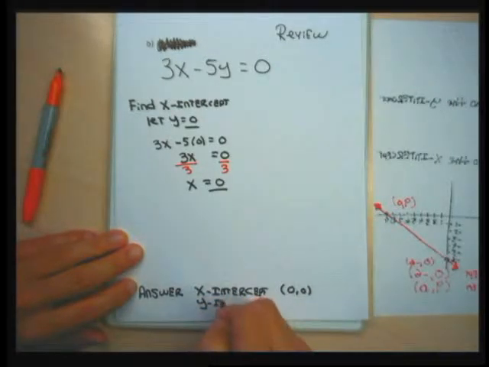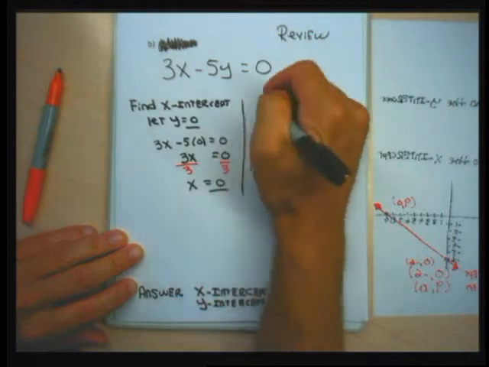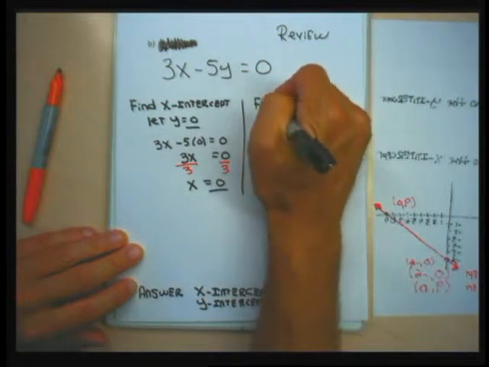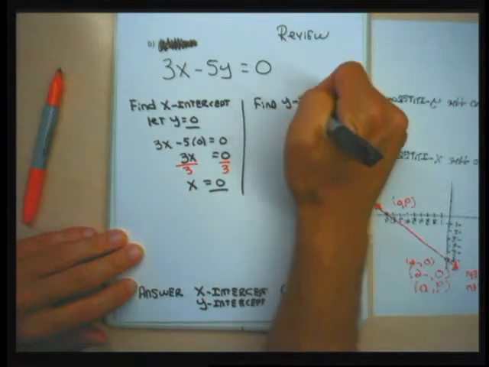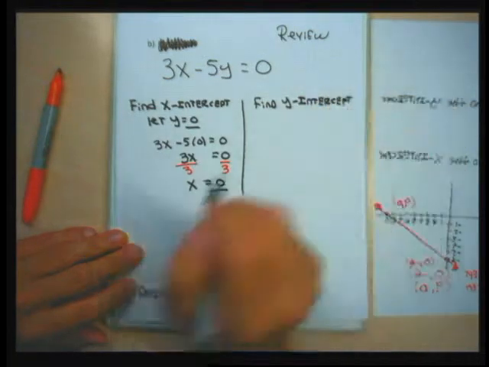That's the unfortunate case. If 0, 0 is the x-intercept, 0, 0 is also going to be the y-intercept. And then I only have one point on my graph, and I'm going to have to do something more to sketch the graph than just connect 2 points, because I only have 1 point.